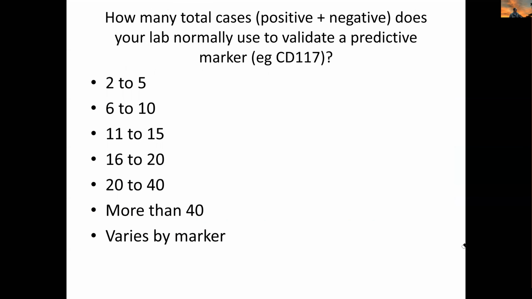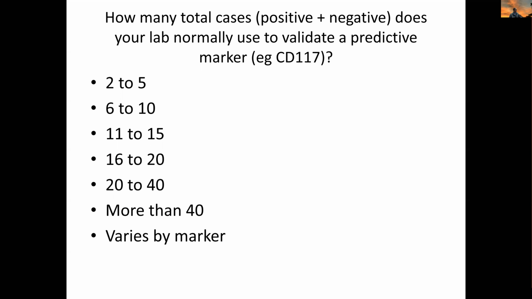So let's change gears and talk about a predictive marker. How many cases does your lab normally use to validate a predictive marker? Is it less than 5, 5 to 10, 10 to 15, 16 to 20, 20 to 40, or more than 40?